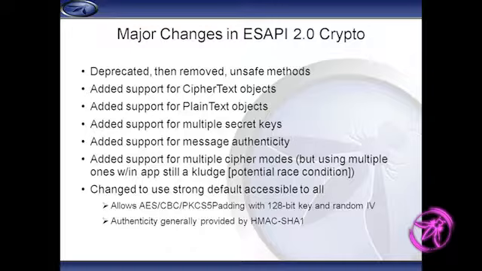And then we also changed to use a strong default. The default that we picked was chosen, first of all, with the intent that we could use it out of the box and it would still be strong. And that meant you didn't have to download the unlimited strength jurisdiction policy. So we use AES, CBC, PKCS5 padding, 128-bit key instead of a 256-bit key, and a random initialization vector.